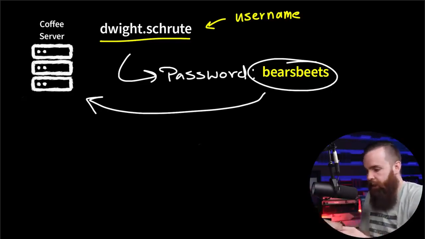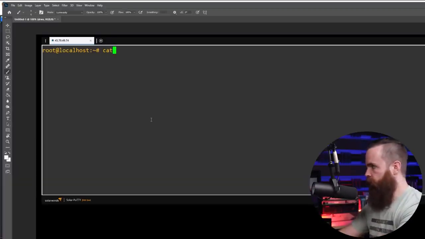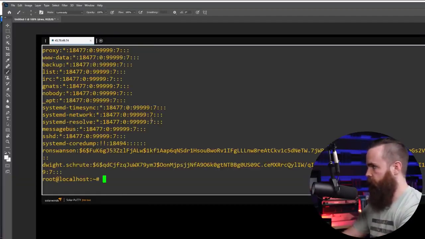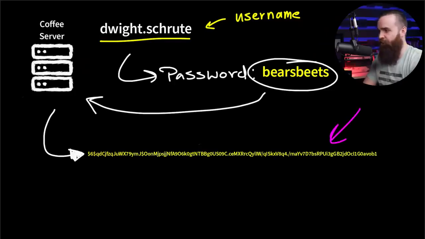Like, you won't log in and see Bears Beats. It won't be there. Actually, let me show you what it looks like right now. On that server, it'll look like this. This right here is Dwight's password. This crazy mess of numbers and letters is called a hash.